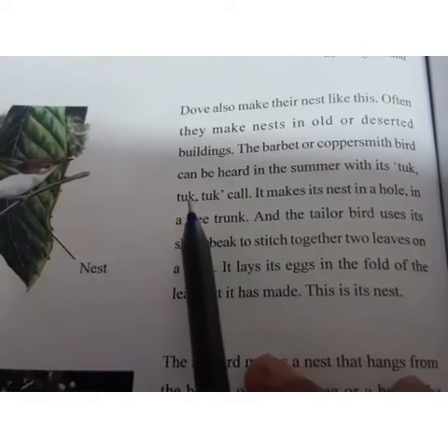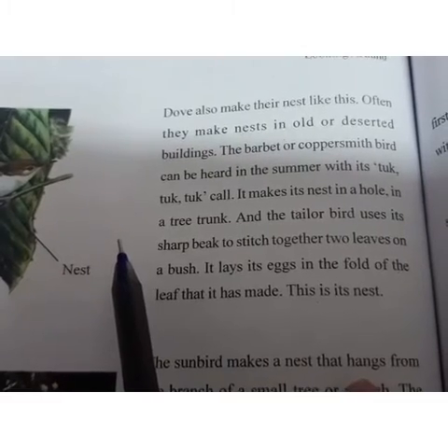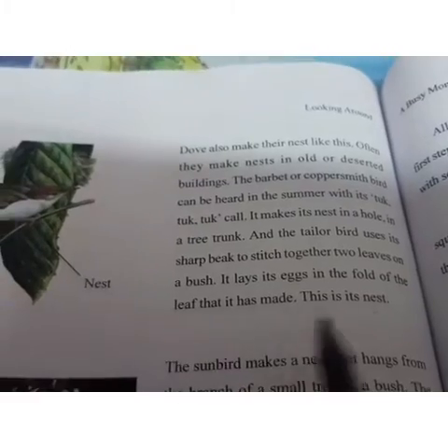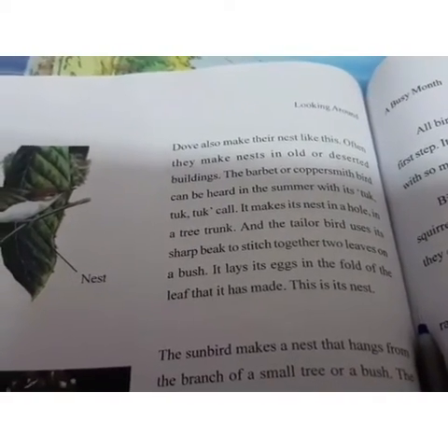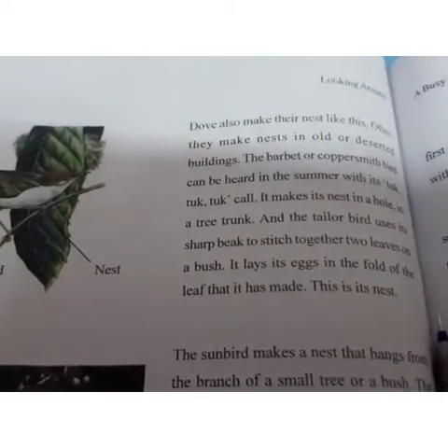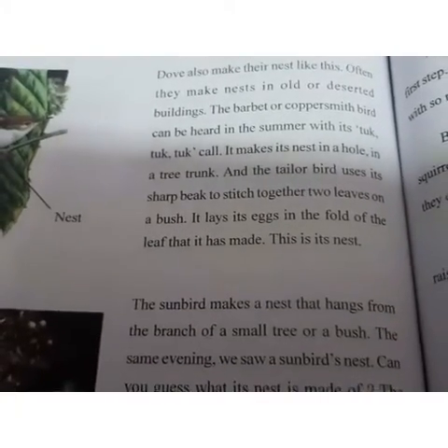The barbet or the coppersmith bird can be heard in the summer season with its tuk tuk tuk tuk call. It makes its nest in a hole. Now then there's a small bird which is a barbet या coppersmith bird जिसको बोलते हैं, वो समर सीजन में दिखाई देती है और पूरे टाइम जो उसकी चोंच से टुक टुक टुक टुक करके वो अपना जो है होल के अंदर नेस्ट बनाती है. इन अ होल इन अ ट्री ट्रंक, मतलब एक लकड़ी जो पेड़ की जो ट्रंक होती है उसके अंदर होल करके उसमें वो अपना नेस्ट जो है वो बनाती है. It makes a nest in that.